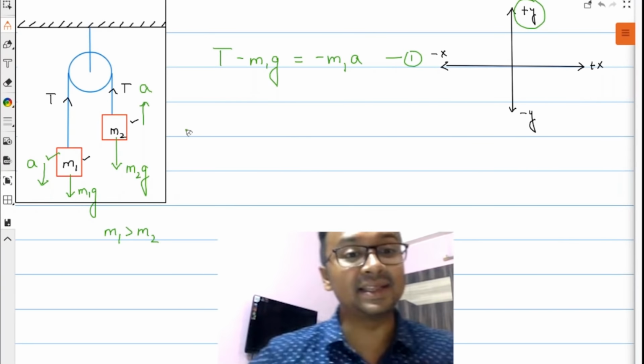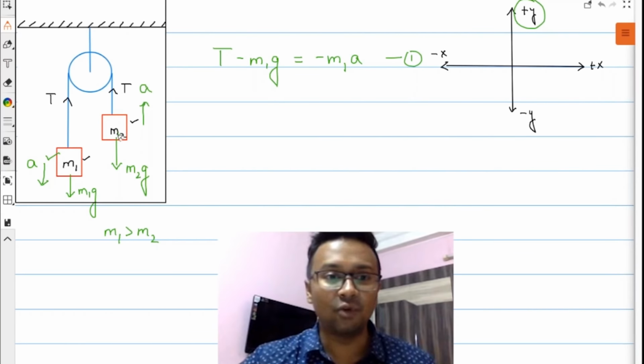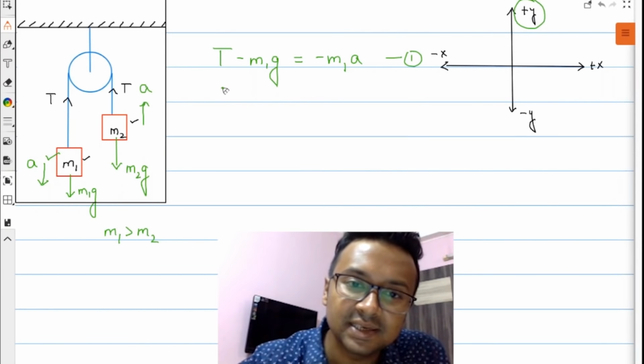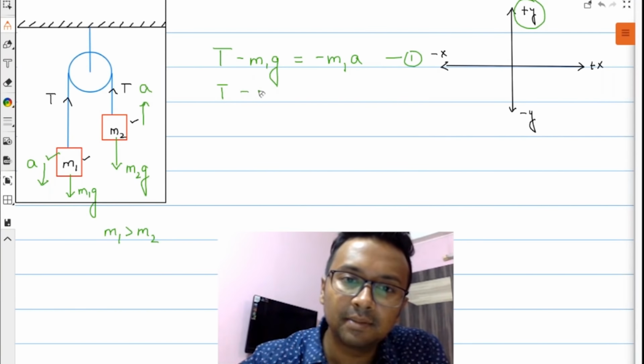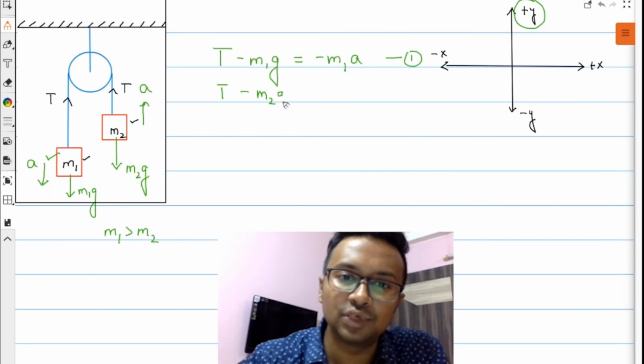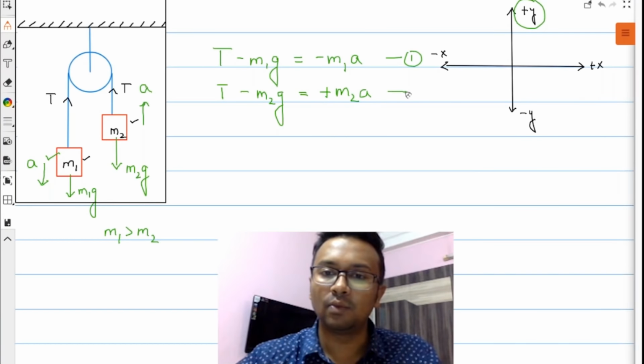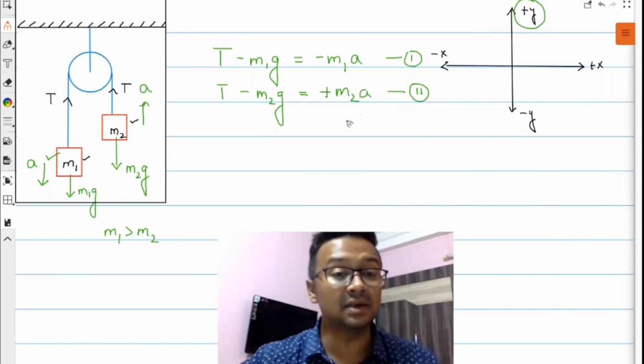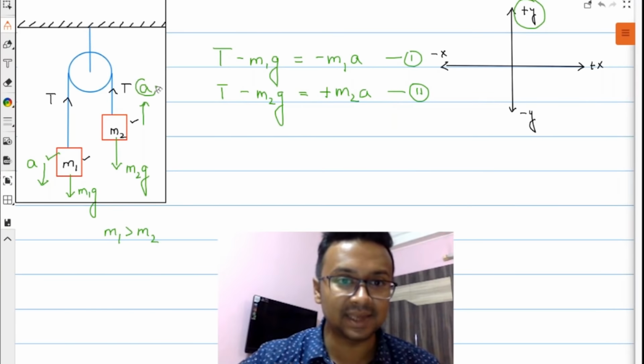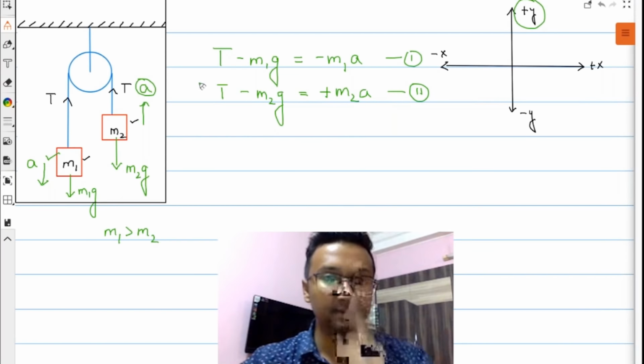Then I'll write down the force equation for my second mass. What is it? T minus M2G is equal to plus M2A. Why plus? Because it is going in the upward direction. So that's like upward. Clear?